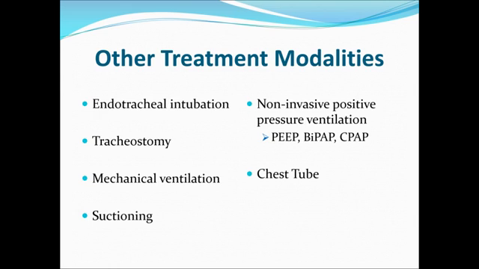Non-invasive positive pressure ventilation. So these are things that we would do before the patient gets intubated and ventilated. I mentioned them a little bit before, your PEEP, your BiPAP, and your CPAP. Other treatment modalities, chest tube. That is often used if a patient has a collapsed lung, if they have a pneumothorax or a hemothorax. That is when we would typically use a chest tube.